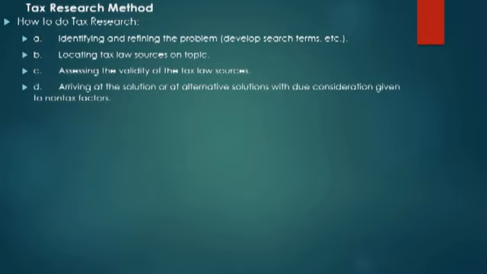And arriving at the solution or alternative solutions with due consideration given to non-tax factors. So that's the last step. You're going to apply all this authority that you've found and come to a solution or an alternative solution, taking the non-tax factors into account. So it may be a business deal, and you need to understand the business terms of the deal before you can apply the tax law sources and make a recommendation. There may be non-tax factors that are more important than the tax factors, so you need to keep those all in mind and communicate with your client.